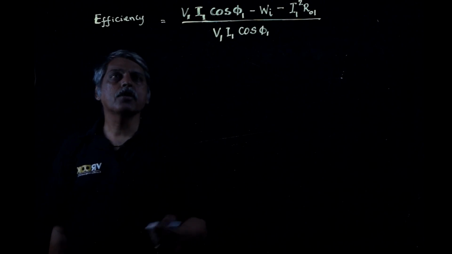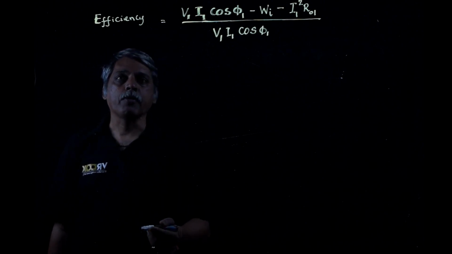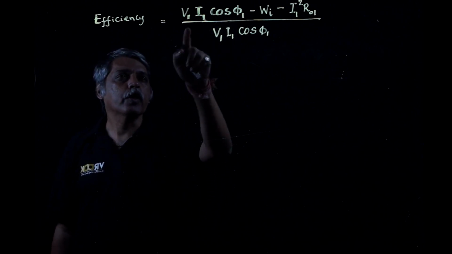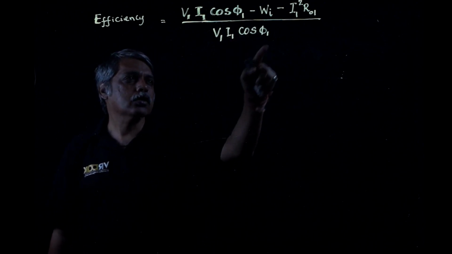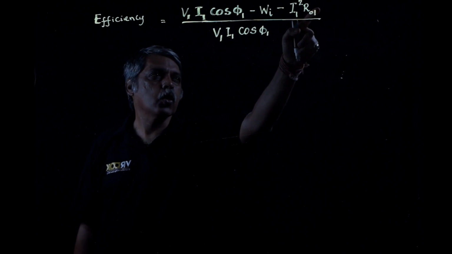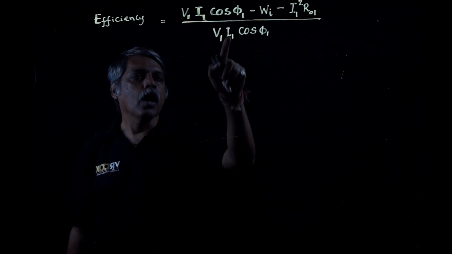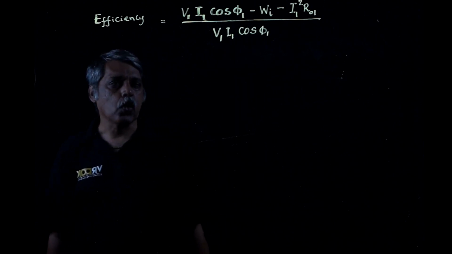This is the efficiency expression for the transformer in terms of the primary parameters. The numerator V1 I1 cos phi1 will give you the power input to the transformer. Wi will be the iron loss. I1 square R01 will be the copper loss in the transformer. And the denominator again will give you the input to the transformer.